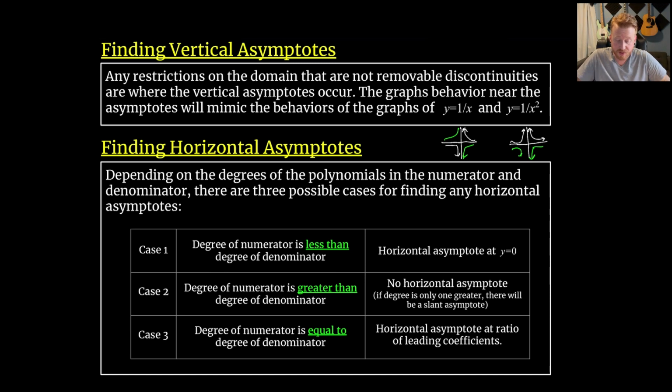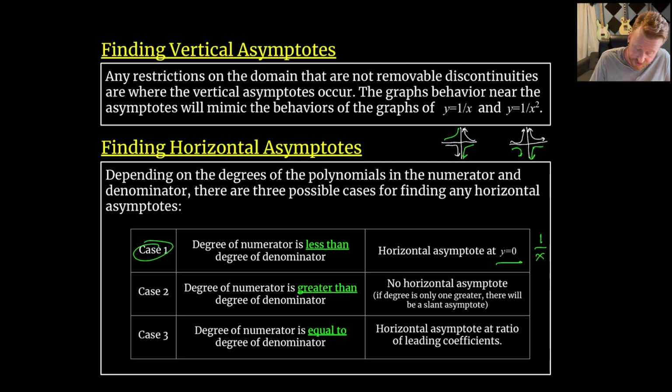Finding horizontal asymptotes. Here there's just a bunch of different cases that we have to look at. So what we have to look at is the degree of the numerator and compare that to the degree of the denominator. Remember that we're always looking at the ratio of polynomials here. So case 1, if the degree of the numerator is less than the degree of the denominator, then there's always a horizontal asymptote at y equals 0. The way I think about that is it's the same as 1 over x. So here the degree of the numerator is 0, the degree of the denominator is 1. 1 over x has a horizontal asymptote at y equals 0. I can always use that to remember this case here.